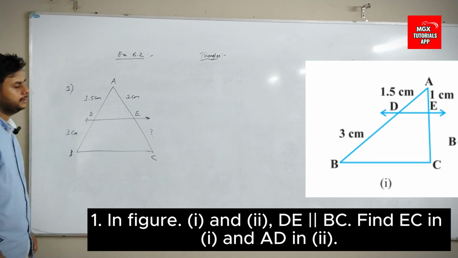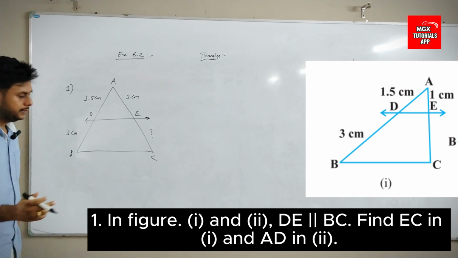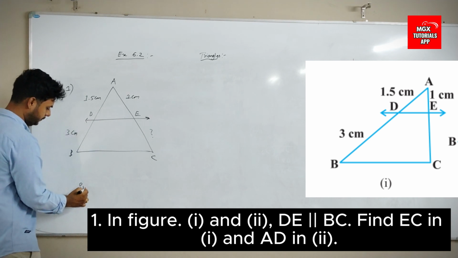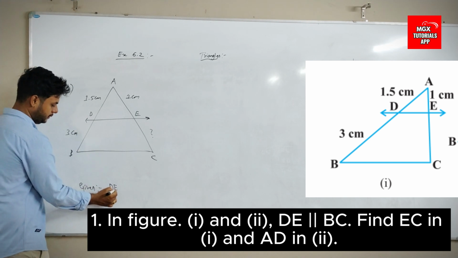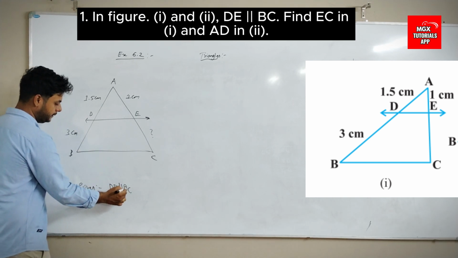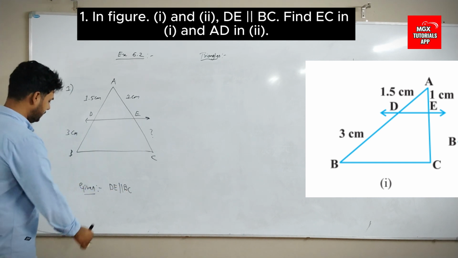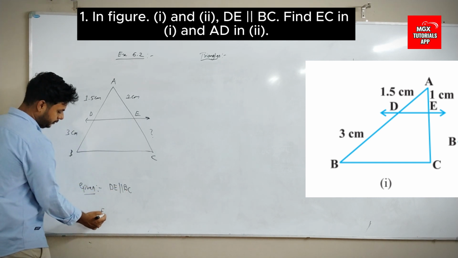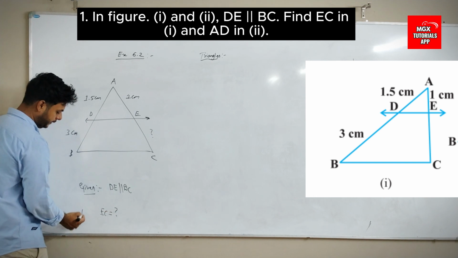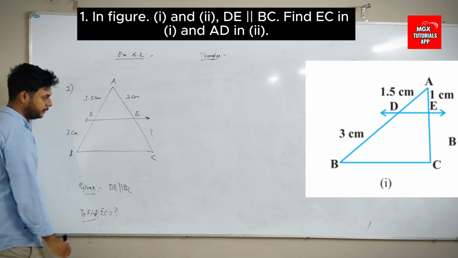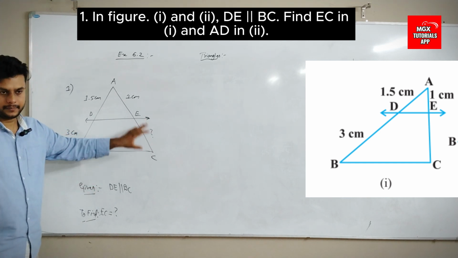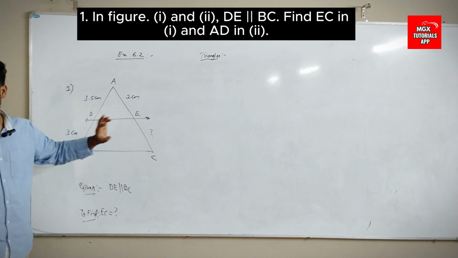Okay, read the question. Figure 6.7. First and second. DE is parallel to BC. Find EC. First, EC is equal to question mark. Leave that. Afterwards, we'll do.